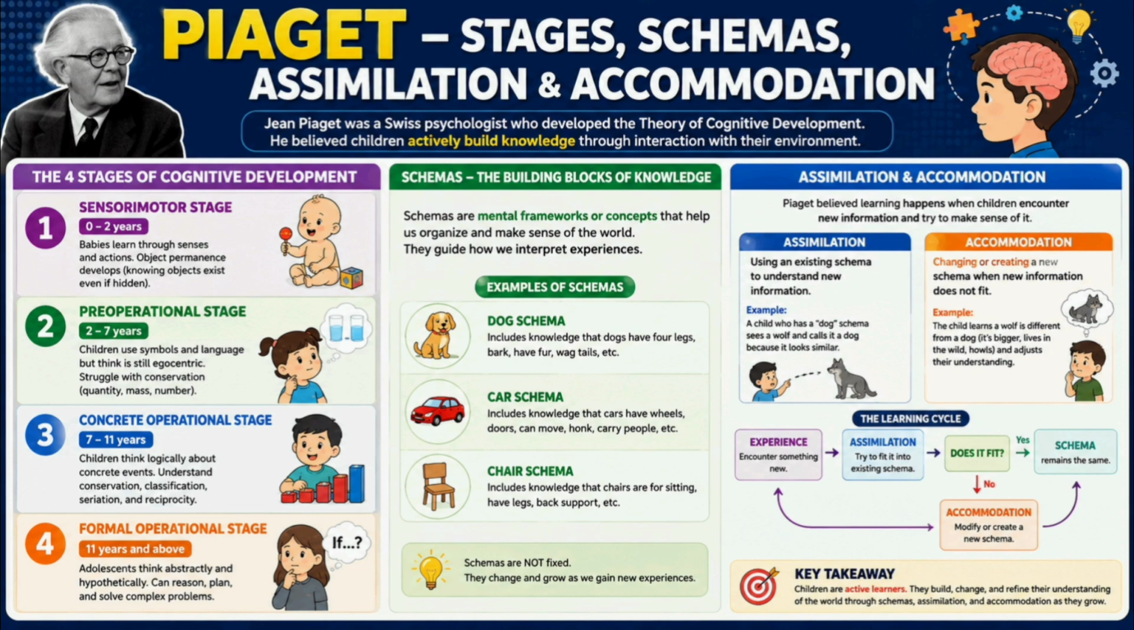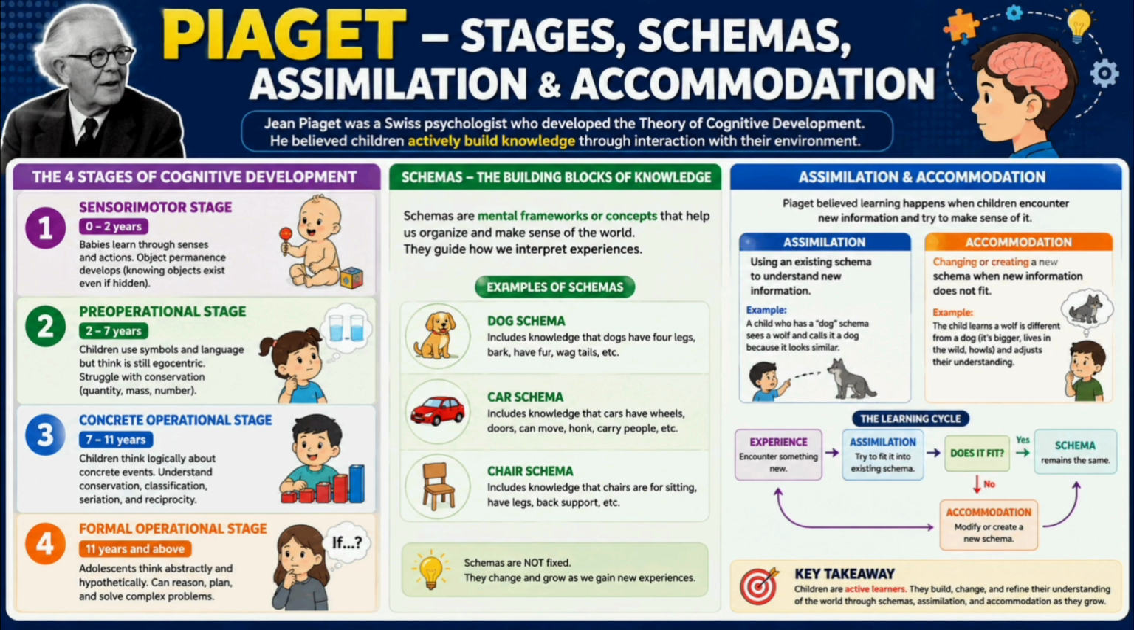New information plus existing schema is equal to assimilation. Remember, in assimilation, the existing schema is generally used without fundamentally changing it. Now, what is accommodation? Suppose the child learns this is not a dog, it is a wolf. The child discovers that the existing dog schema is not sufficient. Therefore, the child modifies the existing understanding and develops a new or adjusted schema. This process is called accommodation.